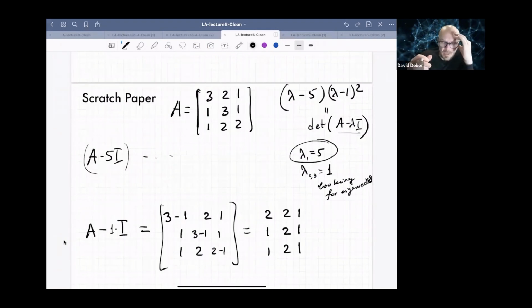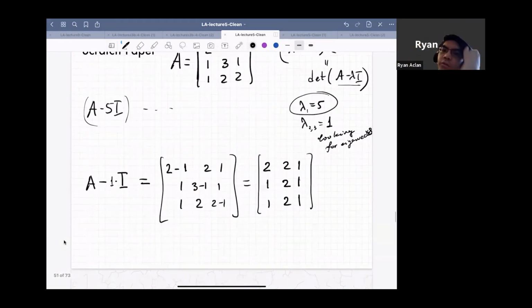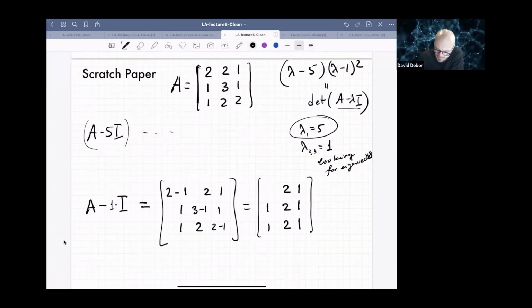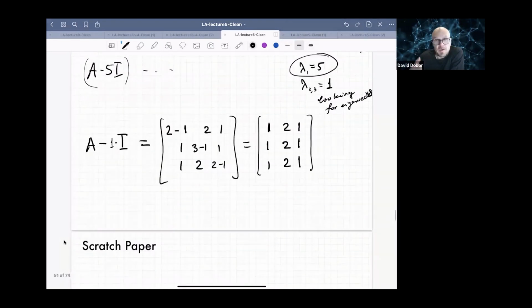You know what? I wrote down the matrix the wrong way. This was supposed to be 2, 2, 1, 1, 3, 1, 1, 2, 2. Now, with that, do I end up with this? Okay, so that's my A minus lambda I. Wouldn't it all be 1, 2, 1s? No, the first one. Oh, yes. Okay, so that's what we should get. And now finally, comes the question.